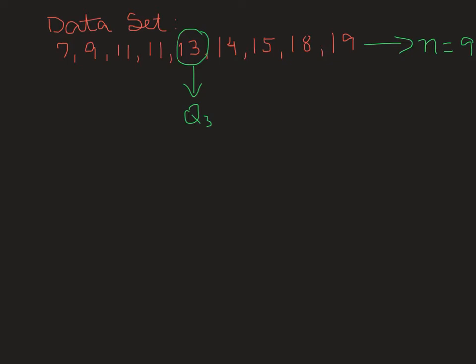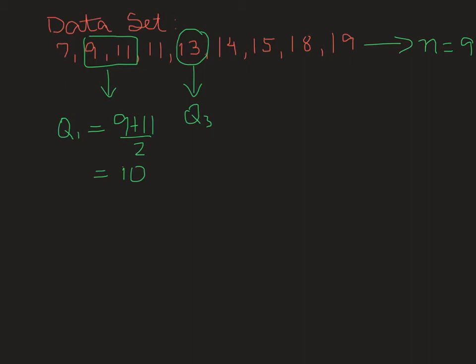Now, to identify the first quartile, we're going to look at the lower half of the data set, the 4 numbers on the left of the number 13. Therefore, there are 2 numbers sitting in the middle, and the average of the 2 numbers is the first quartile. So, to find the first quartile, we add 9 and 11 divided by 2. The result is 20 divided by 2, which is 10.